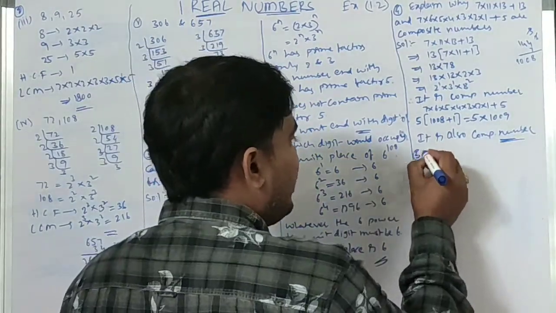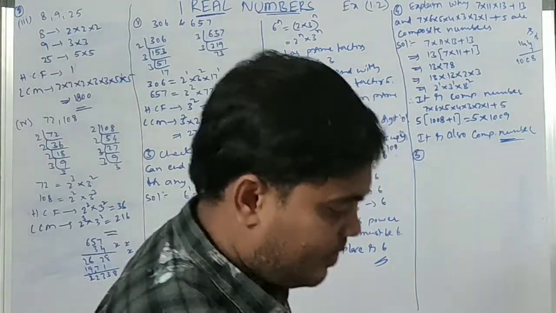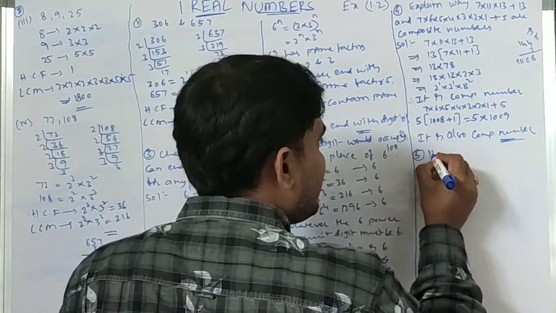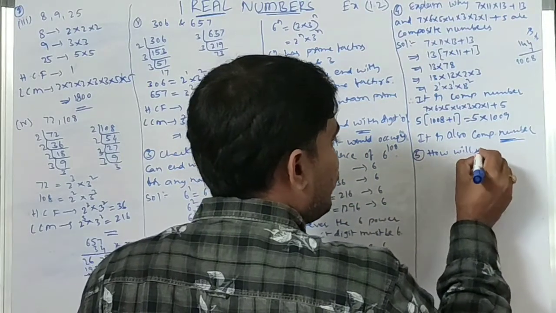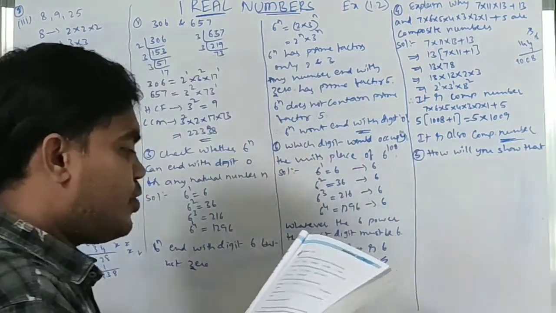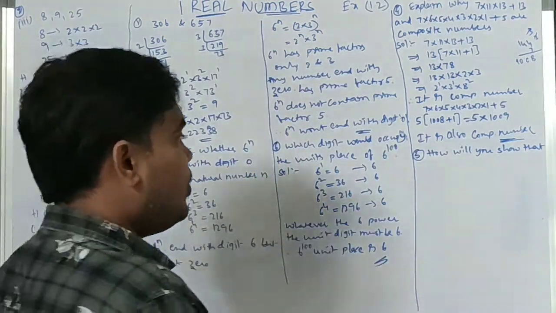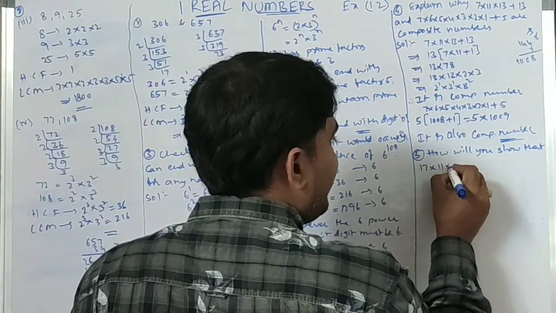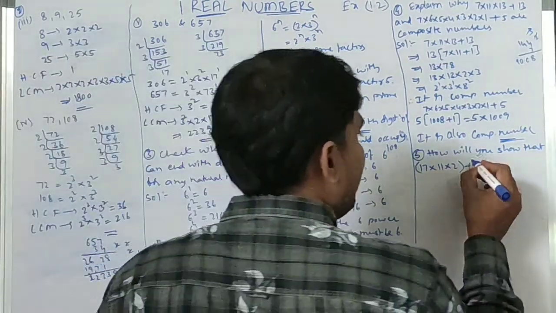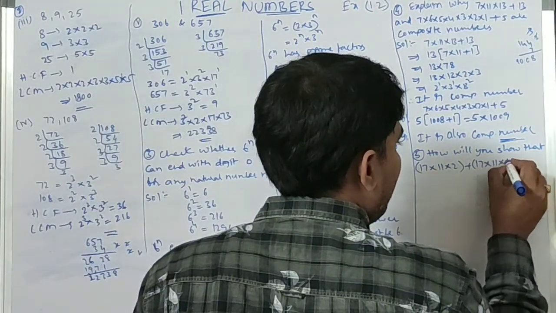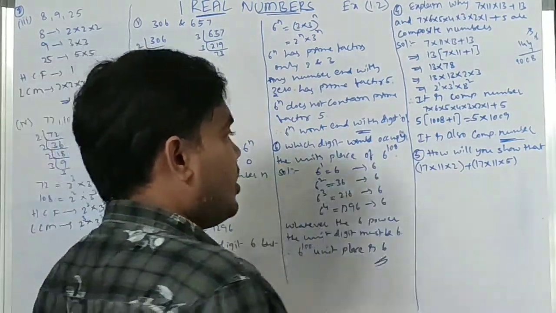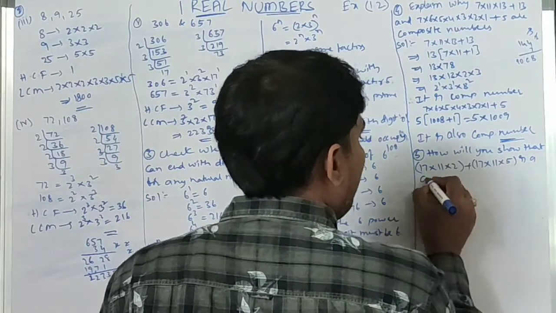Next, question number 5. The fifth question is, how will you show that 17 into 11 into 2 plus 17 into 11 into 5 is a composite number?